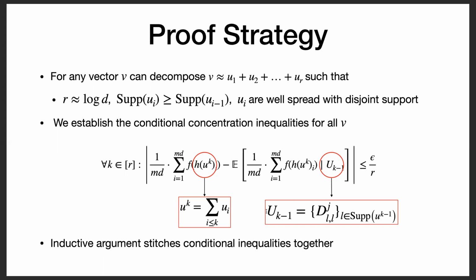But we still need to show that this conditional expectation is actually close to its true value. And there is a somewhat technically involved inductive argument which stitches these conditional expectations together, showing that this is indeed equal or close to its true expected value. And that concludes the proof of our main result.